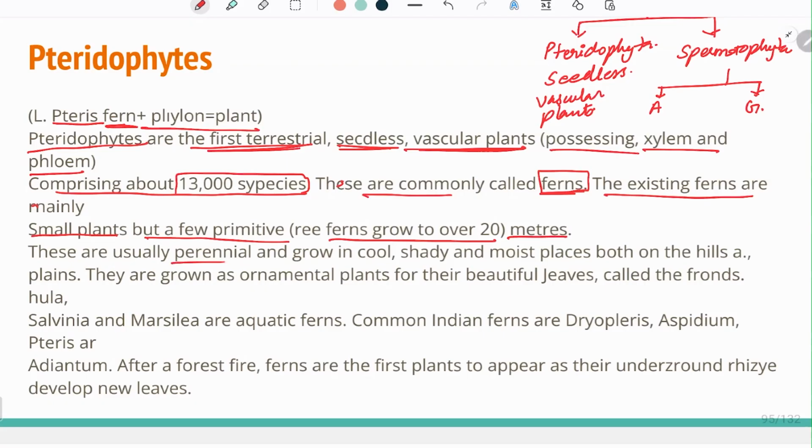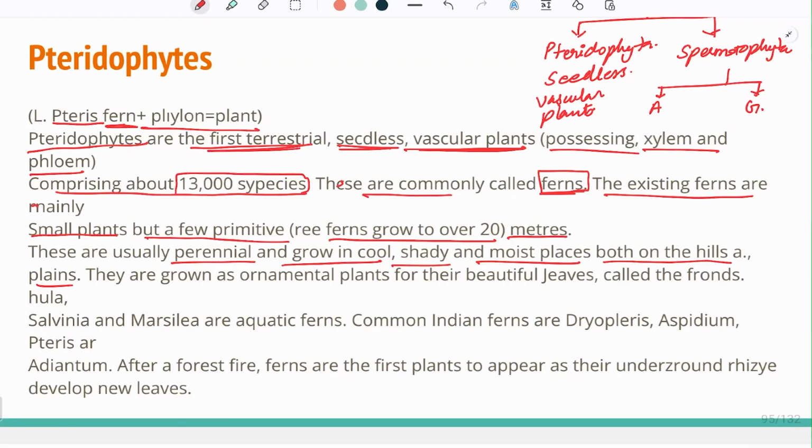These are usually perennial and grow in cool, shady, and moist places, both in the hills and in the plains. Perennial refers to a plant that lives throughout the year. They usually require cool, shady, moist places, which we usually see in hilly areas.